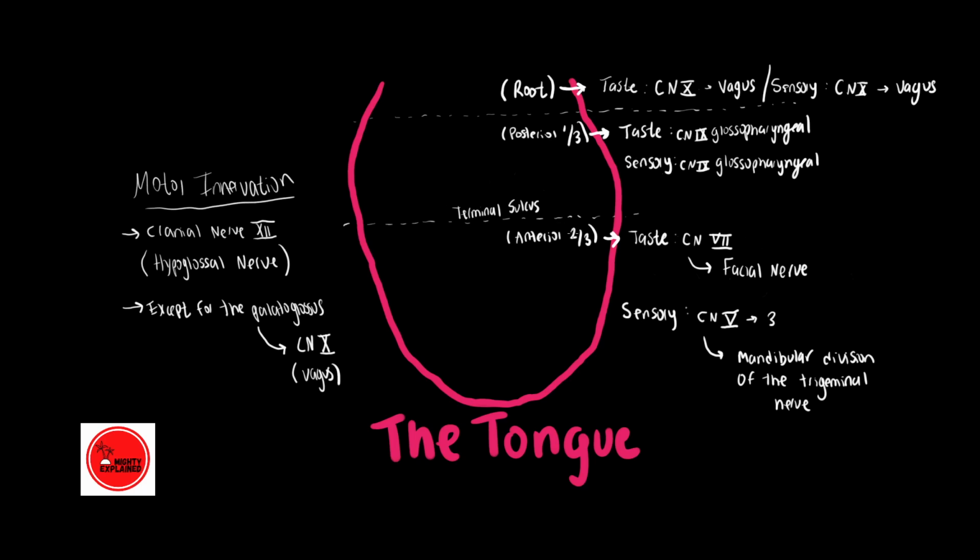And in the anterior 2/3, it gets a little bit more complicated. Taste is carried by cranial nerve 7, the facial nerve, and sensory information is carried by the third division of cranial nerve 5, the trigeminal nerve, which is called the mandibular division.